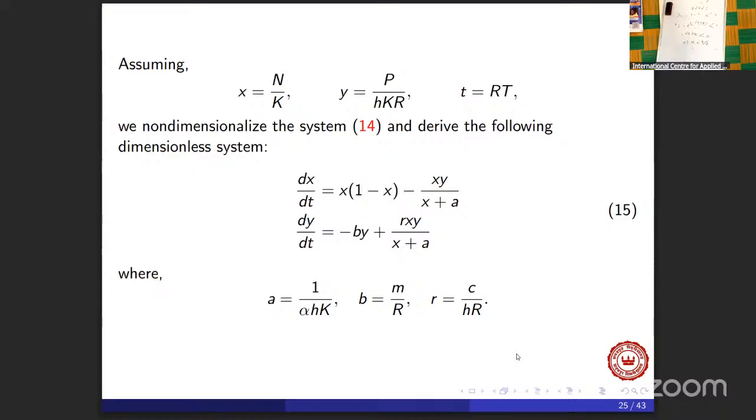You see that the model system has 6 parameters, so we non-dimensionalize the system. What is the procedure of non-dimensionalizing a system? It is required to control our system, and calculate and predict the nature of the system very easily if we non-dimensionalize the system.